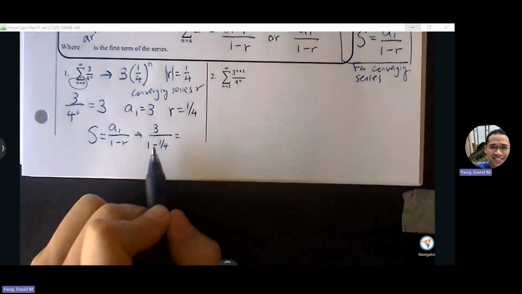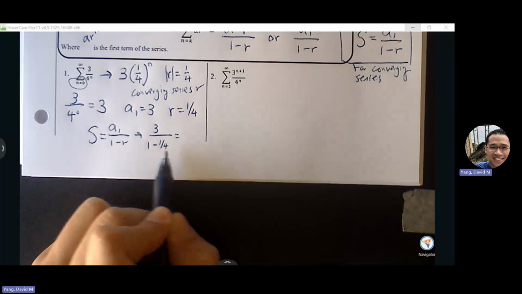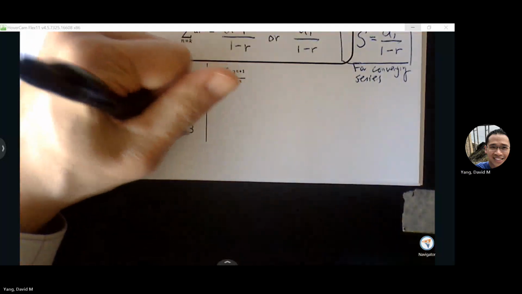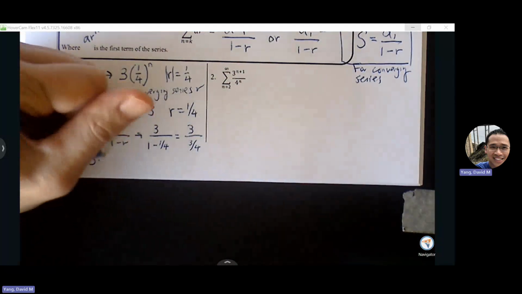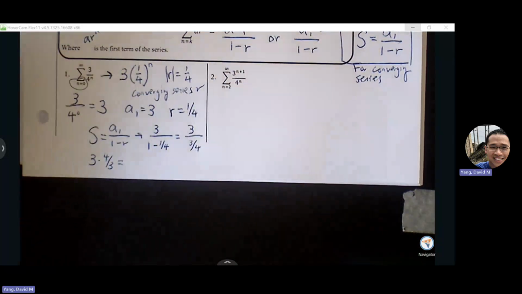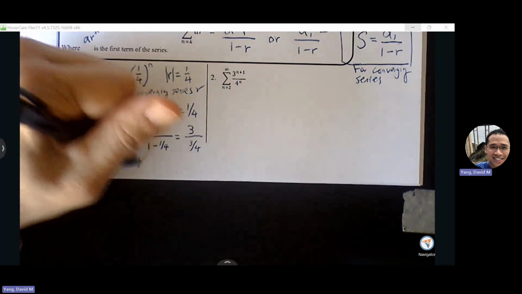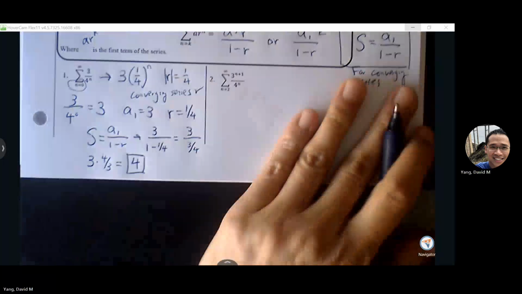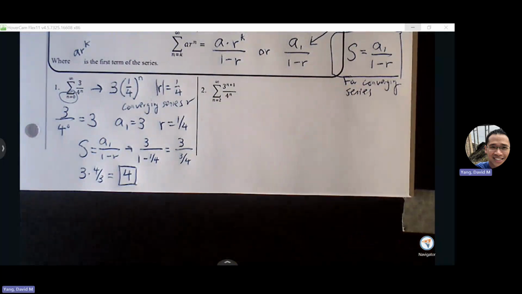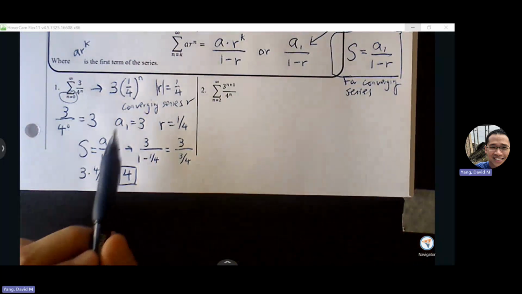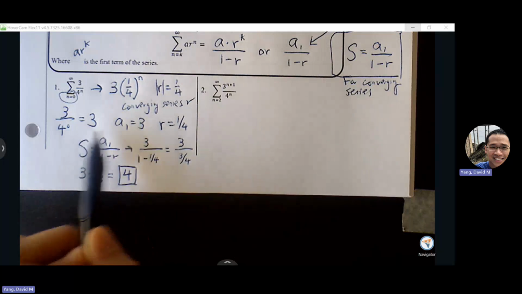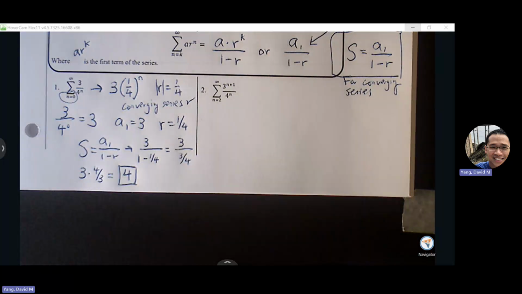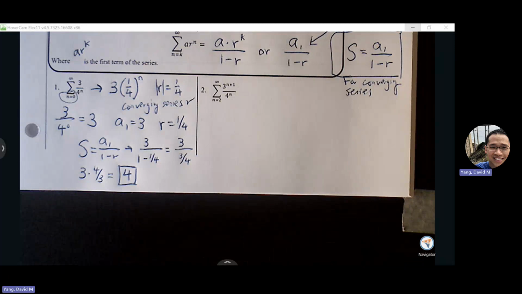Okay, let's do some cleanup here. This is not too bad to do by hand. 1 minus 1/4 is 3/4. 3 divided by 3/4 is the same thing as 3 times 4/3, which is equal to 4. So the sum is 4. Even though we're adding an infinite number of terms, each term is getting small enough that the sum will just hover close to 4 and get closer and closer towards 4.